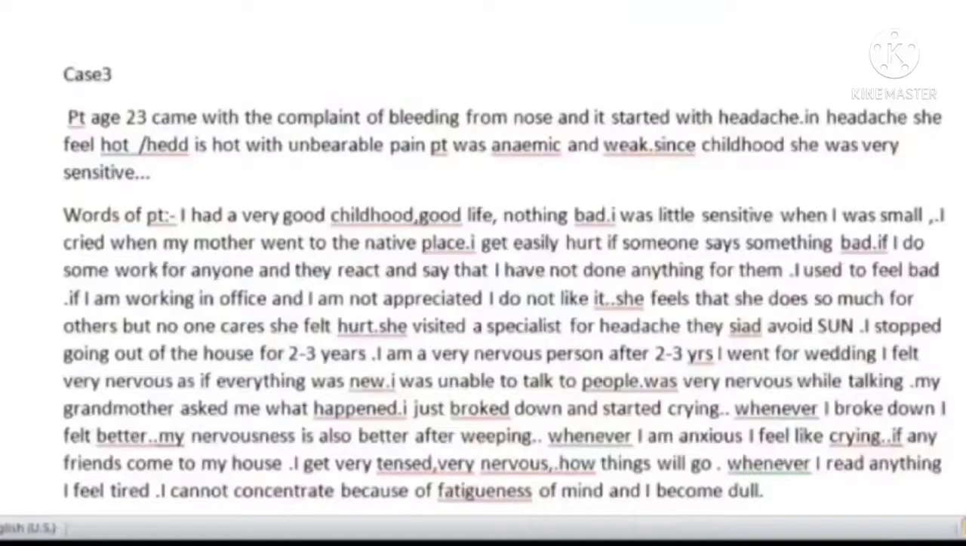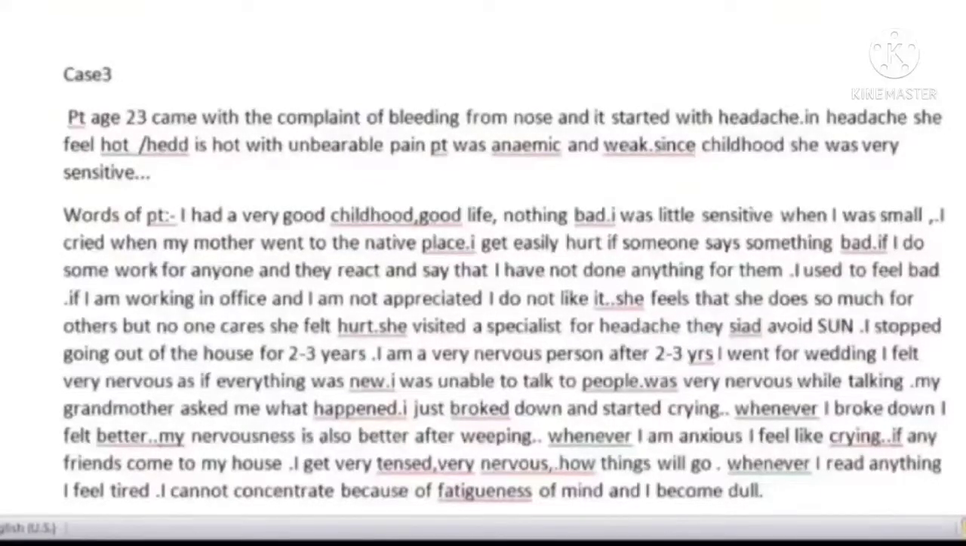And in the headache, she explained that she would feel hot-headed, with an unbearable pain. The patient was described as a very sensitive person. What the patient had said was, I had a very good childhood, a good life, and nothing was bad or unpleasant. I was a little sensitive when I was small. I cried when my mother went to the native place. I also get easily hurt if someone says something bad.